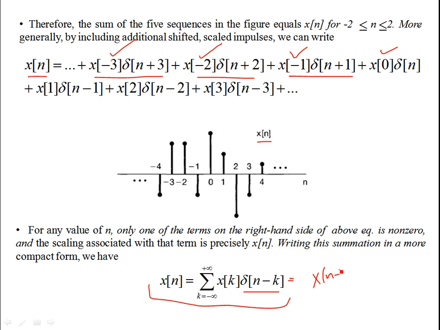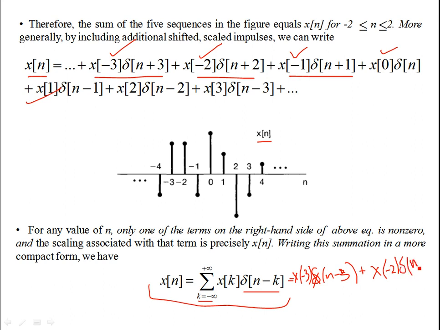If you start with minus 3, then delta of n minus 3 multiplied by, you see, the summation is over k, so the weight is x of minus 3. The expansion is over here, but if you have to write a few terms, then for k equal to minus 2, this is minus 2. You see how the samples of x of n form the weights of the shifted impulses.